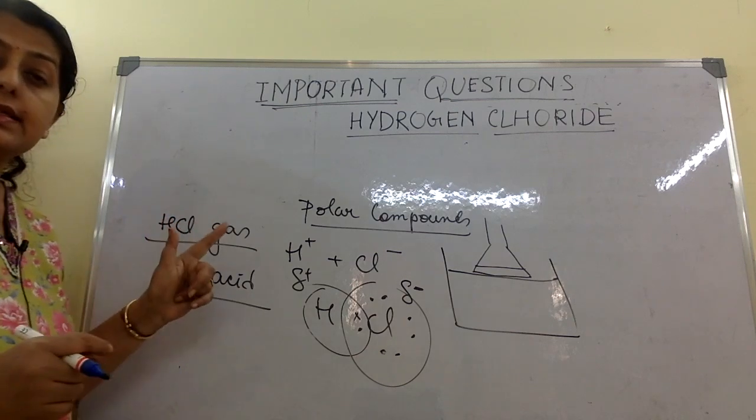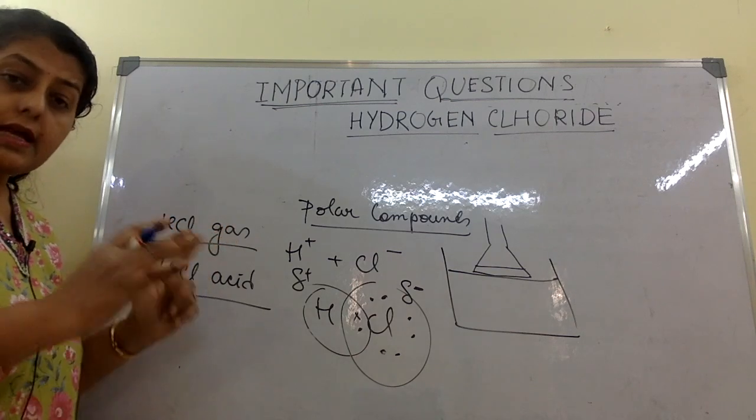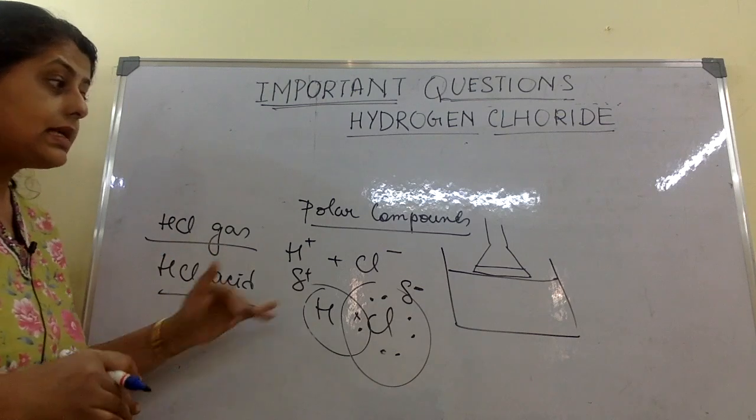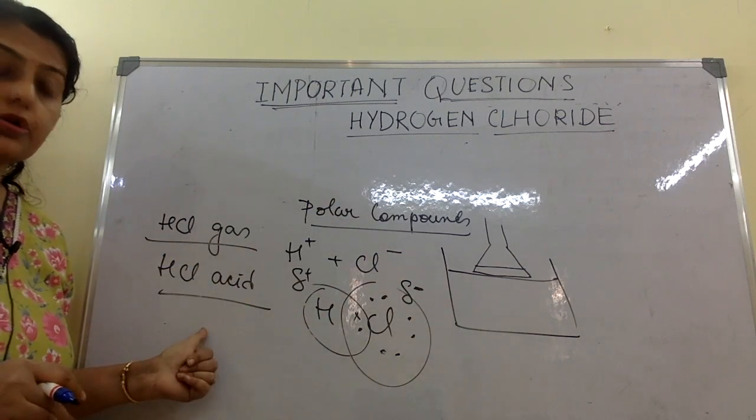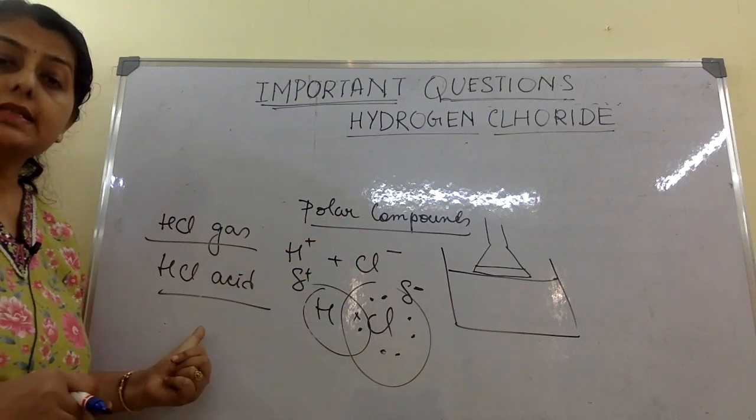Here HCl gas is in the dry state. When we dissolve the same gas in water like this, it becomes HCl acid.